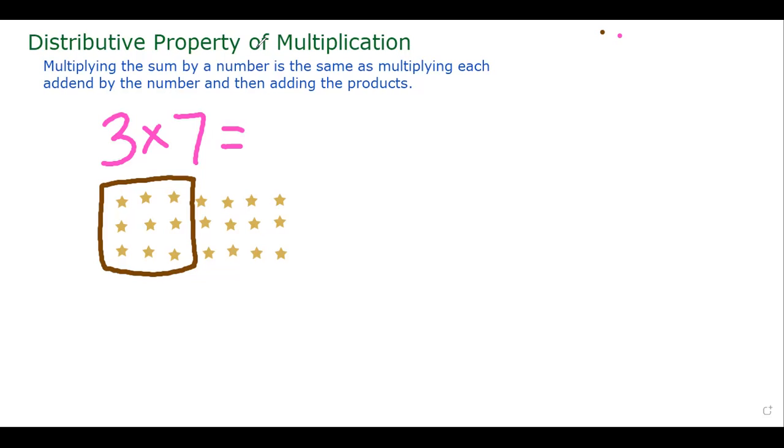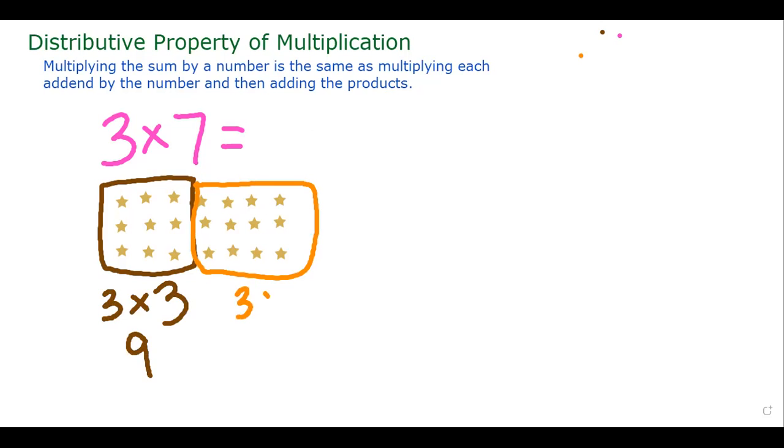I'm going to write an equation to represent this box in the picture here, and I have 3 rows times 3 columns. 3 times 3 equals 9. I'm going to do the same thing with my second part of my array. Write a multiplication equation. 3 times, this time I have 1, 2, 3, 4 columns. 3 times 4 equals 12.